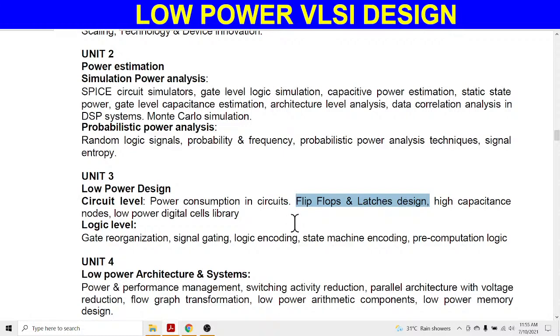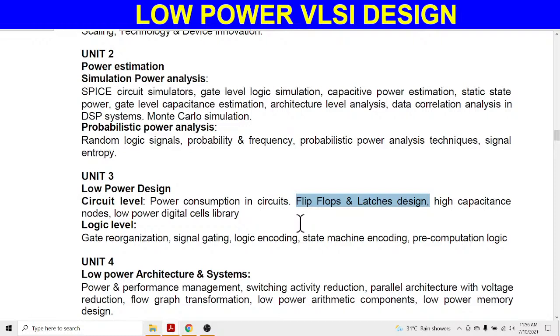So, today our topic is flip-flops and latches. Flip-flop and latches design. In our BTech syllabus, we already discussed what a flip-flop is and what latches are. We already read this topic in our BTech syllabus, that flip-flops and latches are memory elements. These are sequential circuits.